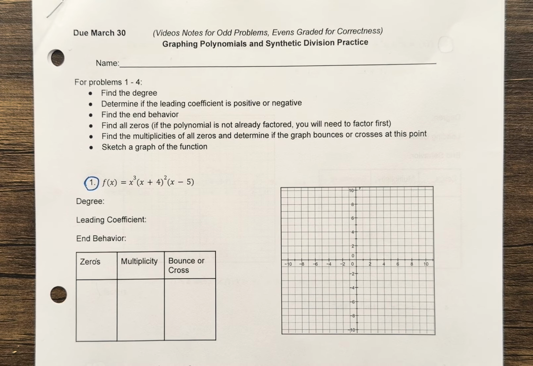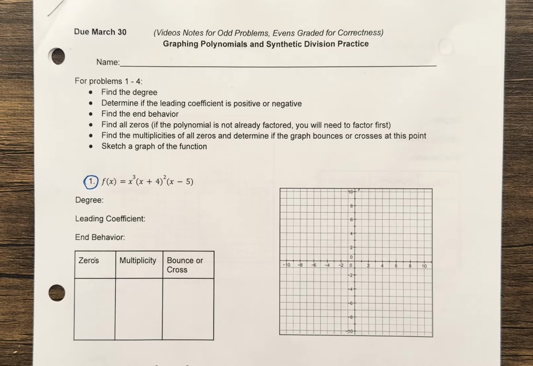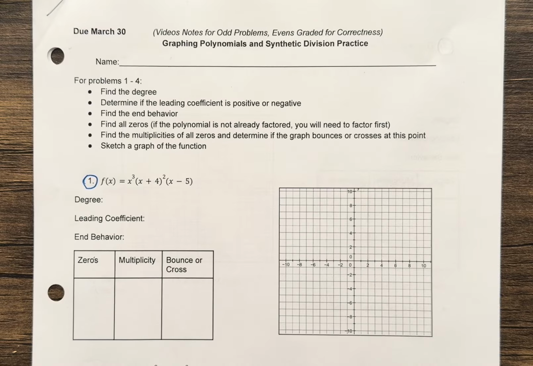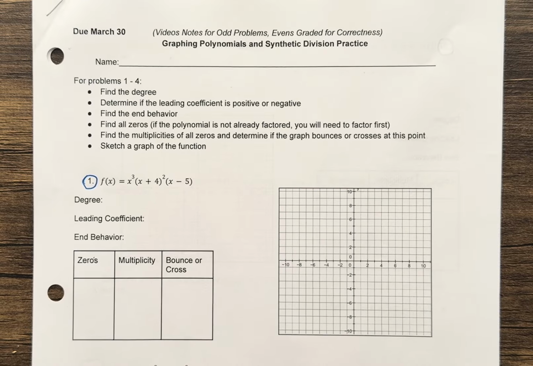All right, so let's get started here. For problems 1 through 4, we're going to find the degree, determine if the leading coefficient is positive or negative, find the end behavior, and all zeros and multiplicities, then make a sketch.